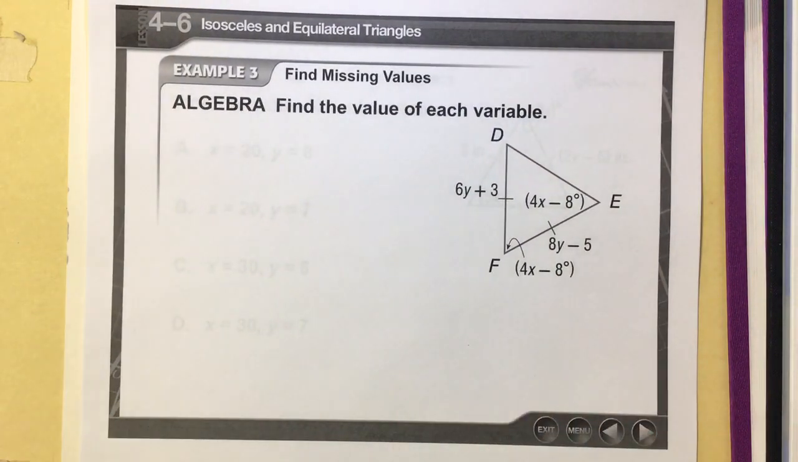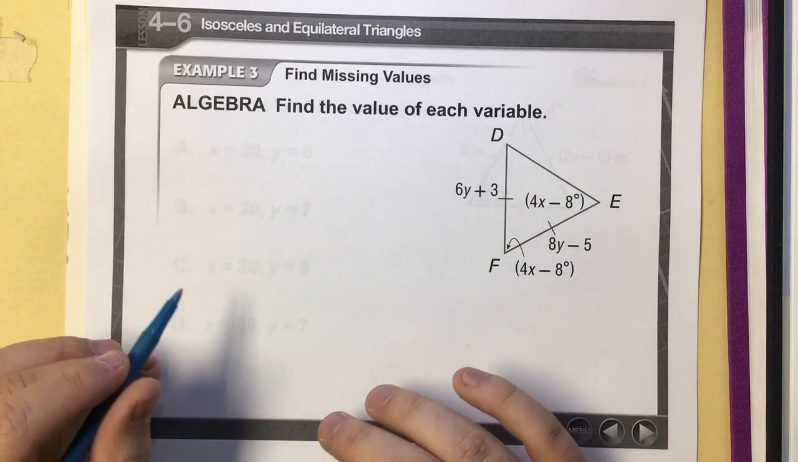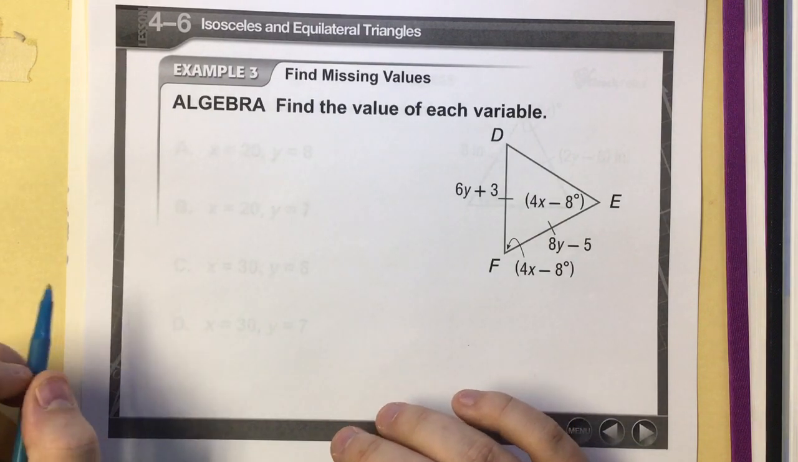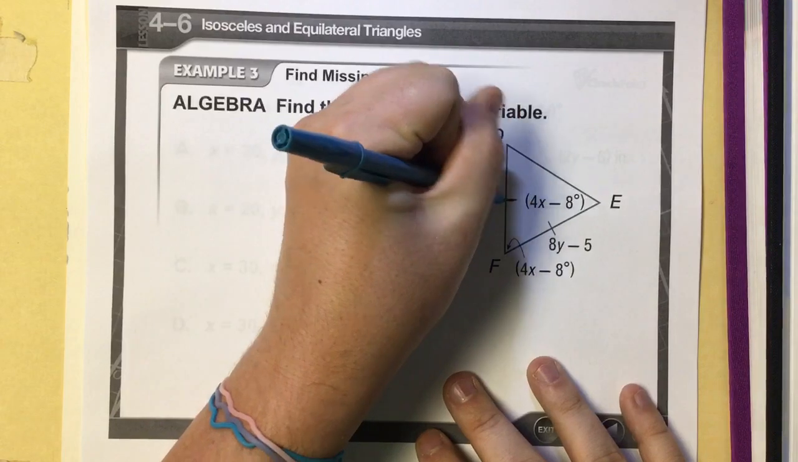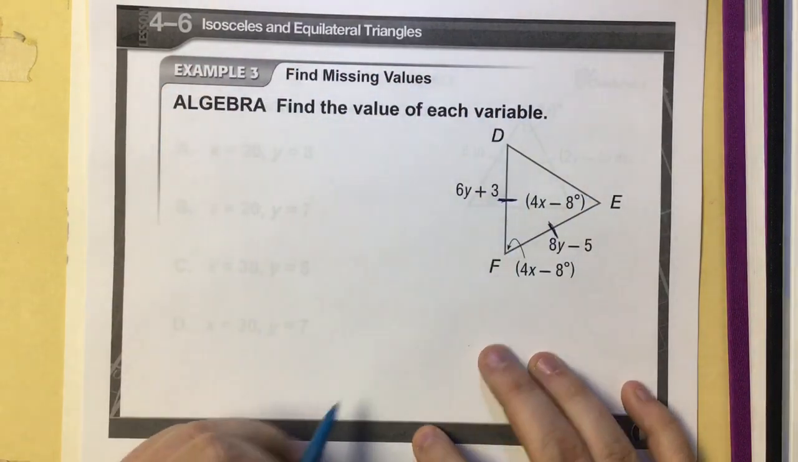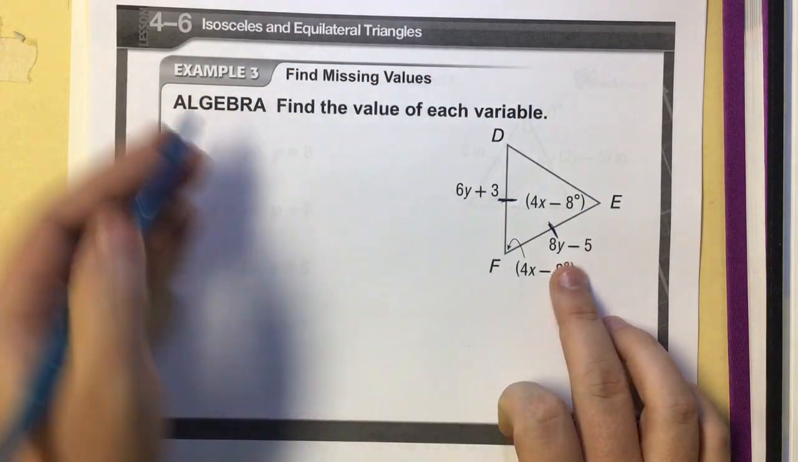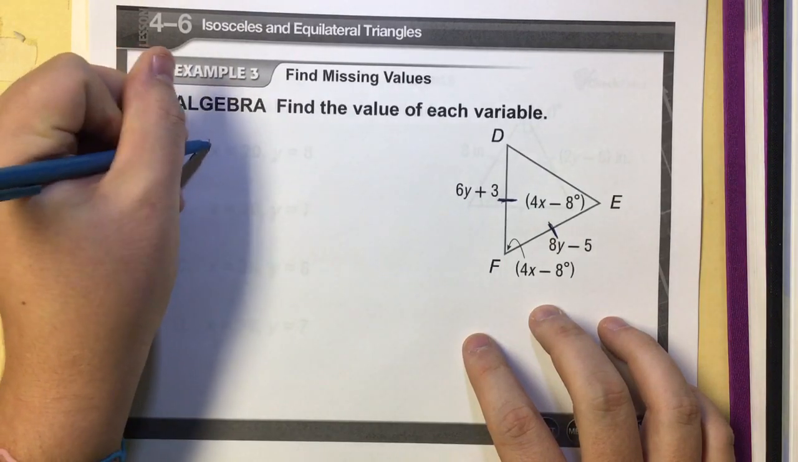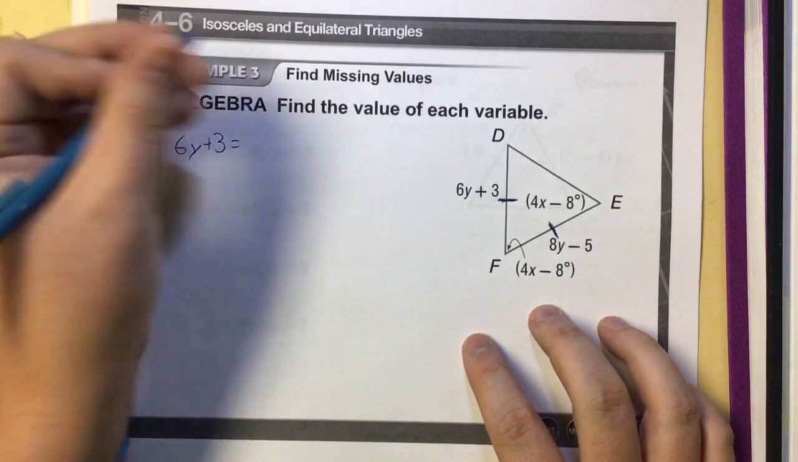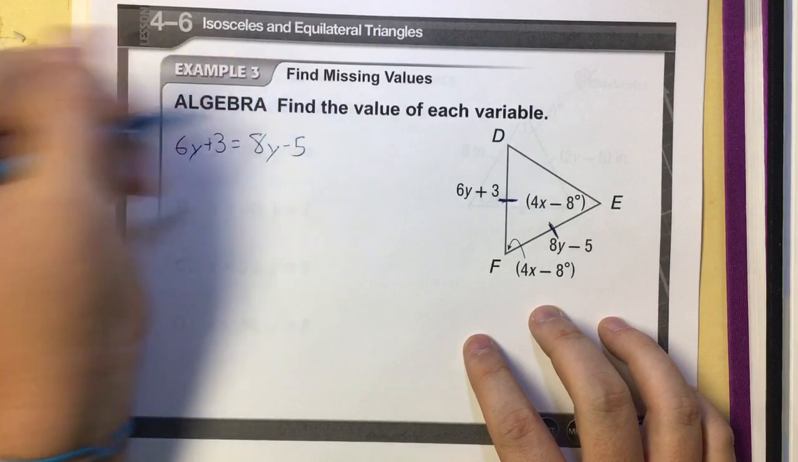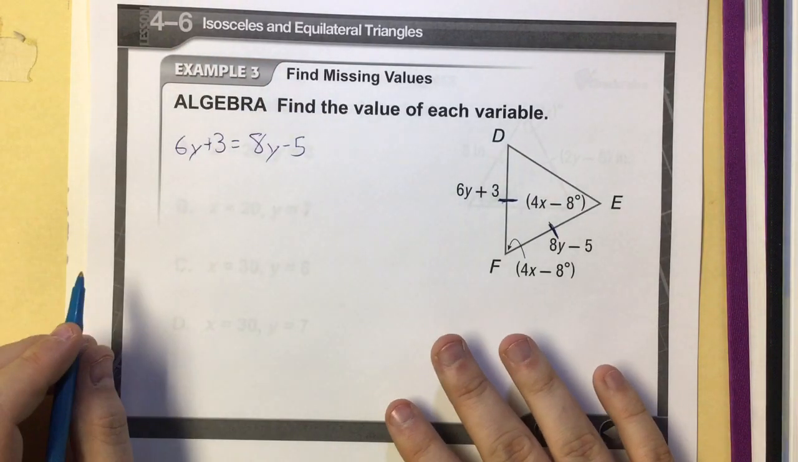All right, the last kind of thing we're going to do today is working with setting these up to solve for some variables. Right here I have this side marked and this side marked as congruent. So that means their measures are equal. So I can do 6y plus 3 is equal to 8y minus 5. And now it's just algebra from there.